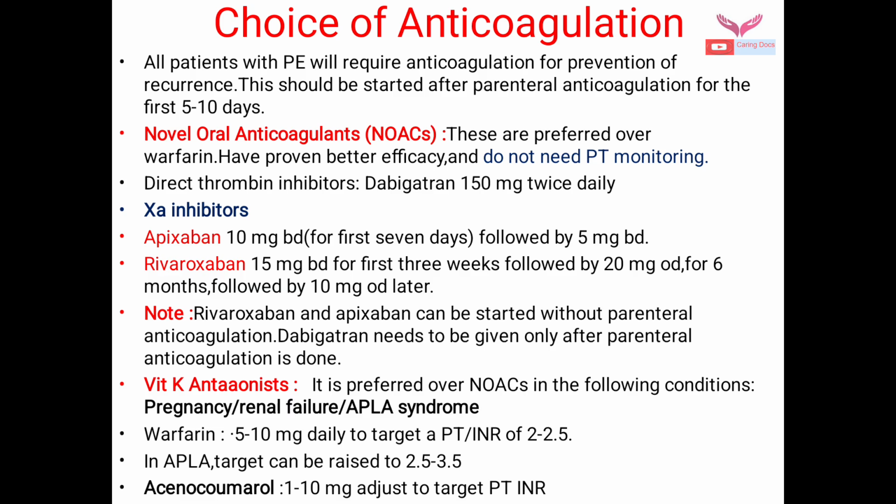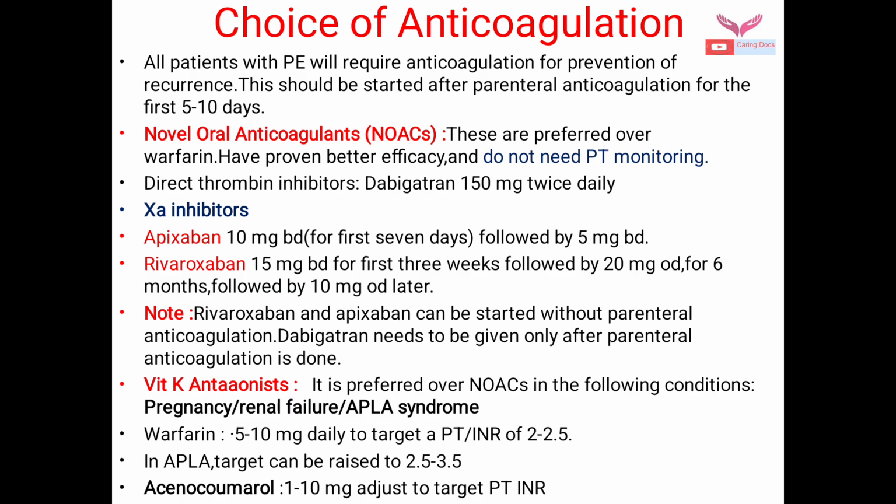All patients with pulmonary embolism will require anticoagulation for prevention of recurrence. They should be started after parenteral anticoagulation for the first 5 to 10 days. Novel oral anticoagulants are preferred over warfarin. They have proven better efficacy, and they do not need PT monitoring.